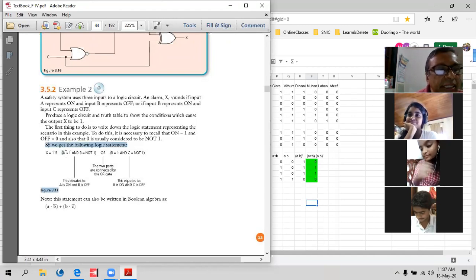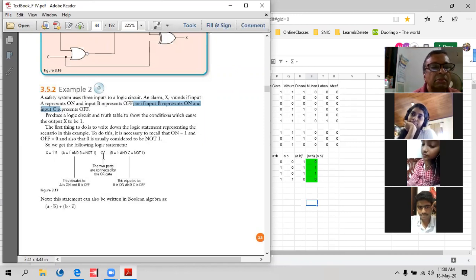Okay, back to this one. So we did this. We got the statement. And the description here is, this equates to A is on and B is off. What we said now. You're going back here. A is on and B is off. Then this represents the two paths are connected by the OR gate. So this is like an option, either the left or right. This equates to B is on and C is off. That is again this one. C is off. Note this statement can also be written in Boolean algebra as A dot B bar plus B dot C bar. I hope you remember these notations. Dot is for AND, plus is for OR. So for this AND, you put a dot here, and you take the values. Take the values of A dot B bar. This is B bar.